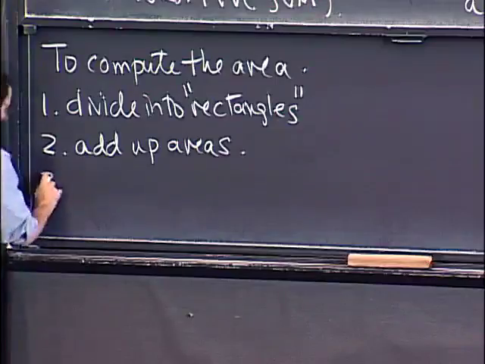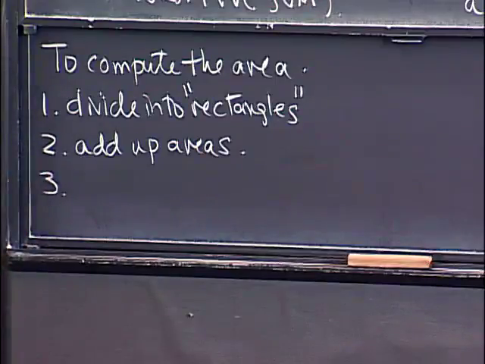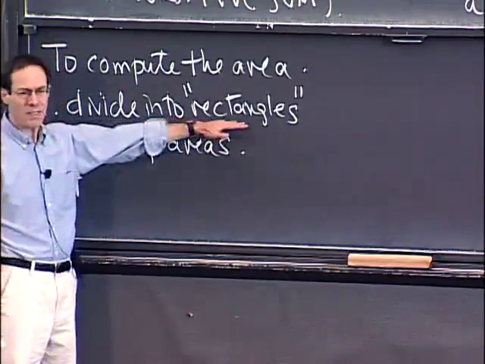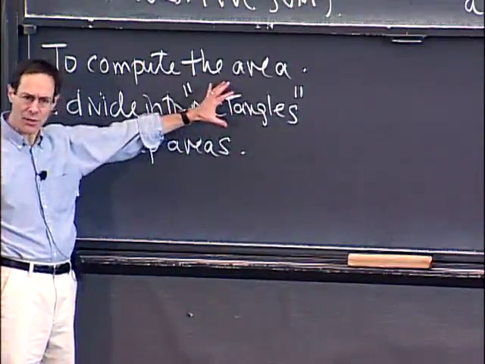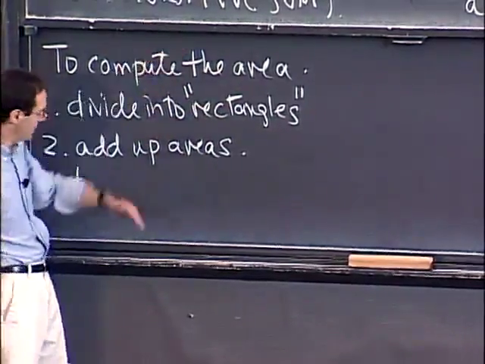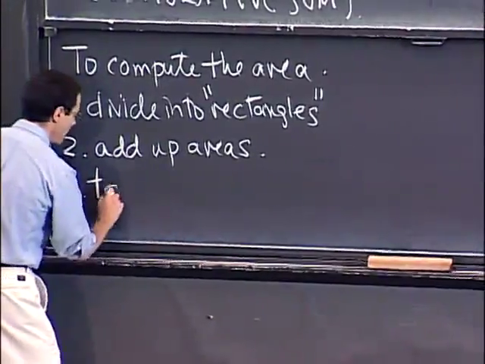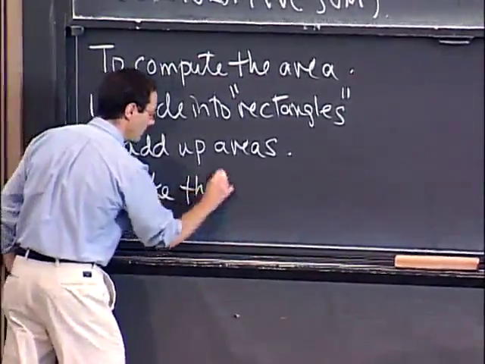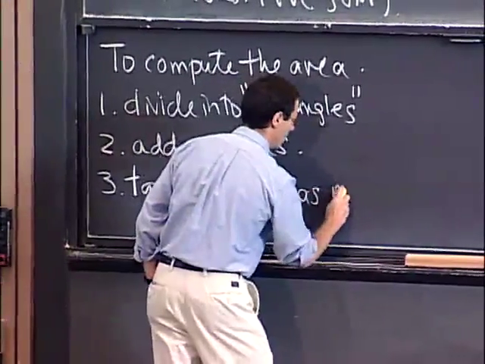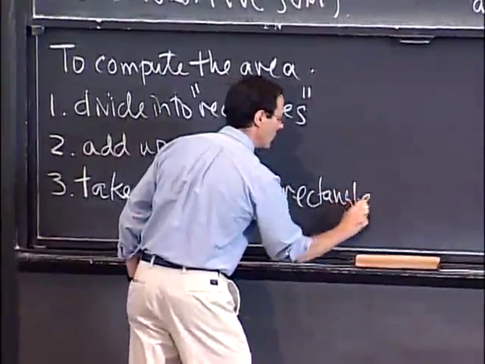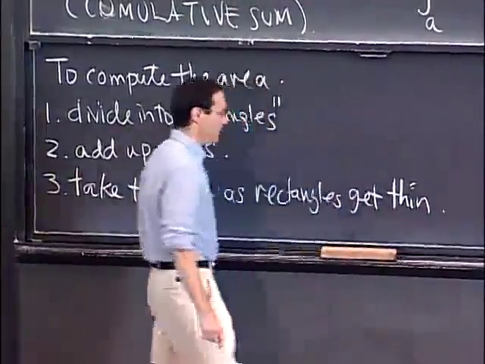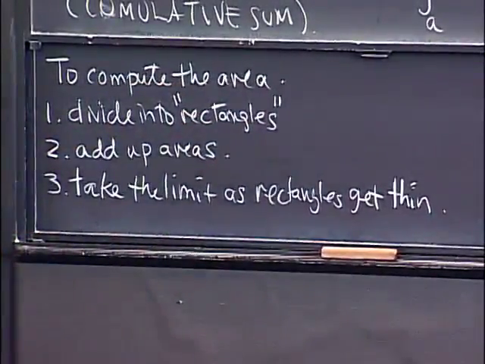And the third thing we're going to do is to rectify this problem that we didn't actually hit the answer on the nose, that we were missing some pieces or choosing some extra bits. And the way we'll rectify that is by taking the limit as the rectangles get thin. Infinitesimally thin, very thin.